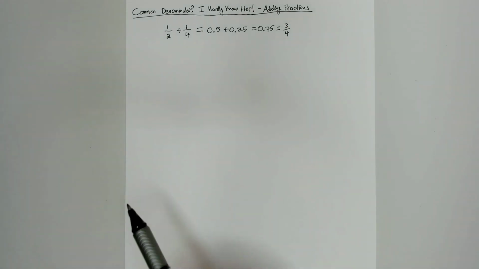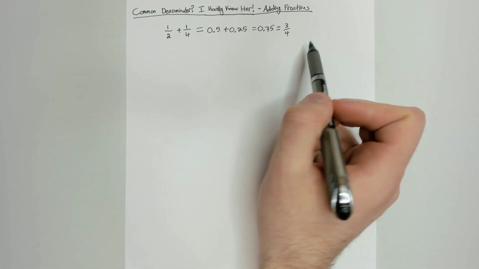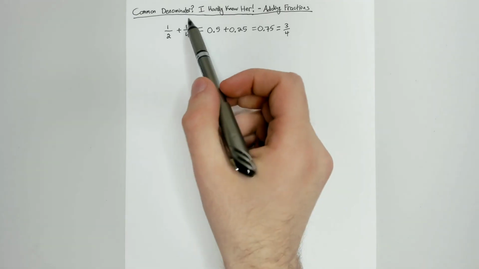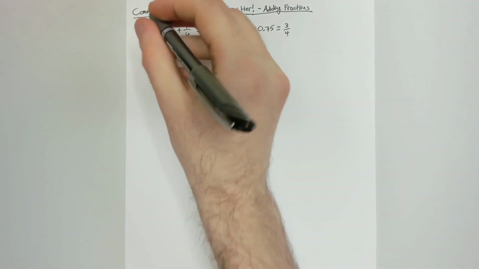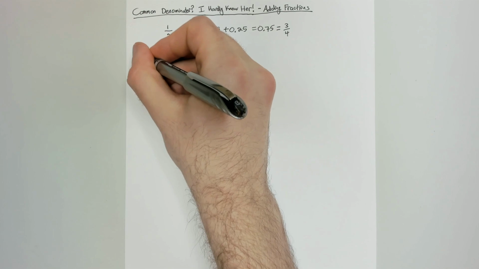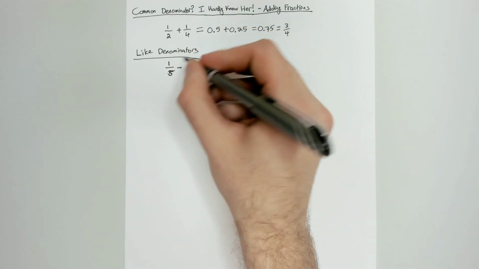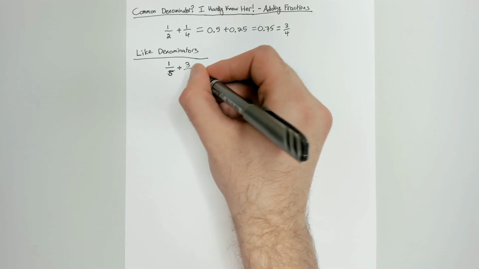Great. The thing is that this is really long, right? It involves two different conversions, and surely there's a better method where we can just keep everything within the world of fractions. And there is, and that's what we're going to be discussing today. So the first situation for adding fractions is where we have like denominators. That'll be a situation where we have something like a fifth, and we're adding it to, let's say, 3/5.